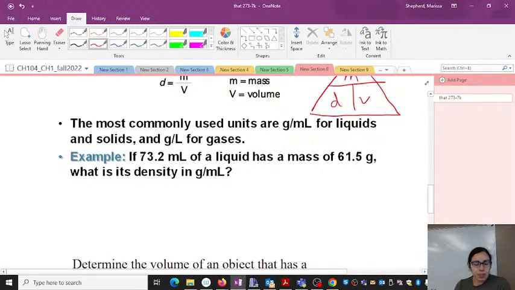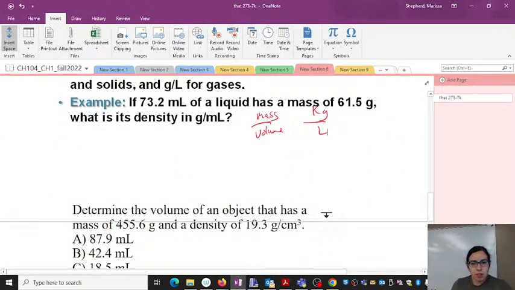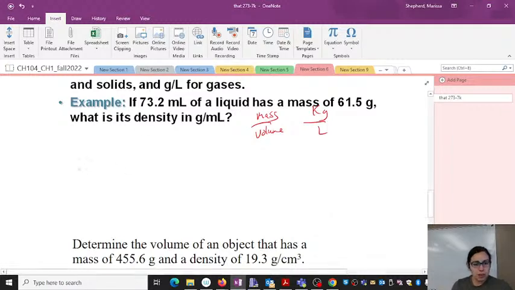It says, if 73.2 milliliters of a liquid, so this is our volume, has a mass of 61.5 grams, what is its density in grams per milliliter? Notice the density is going to have some funky units. It's going to be some sort of mass over some volume. This is a common one that you'll see. You could also see kilograms per liter or some other combination of mass and volume units.